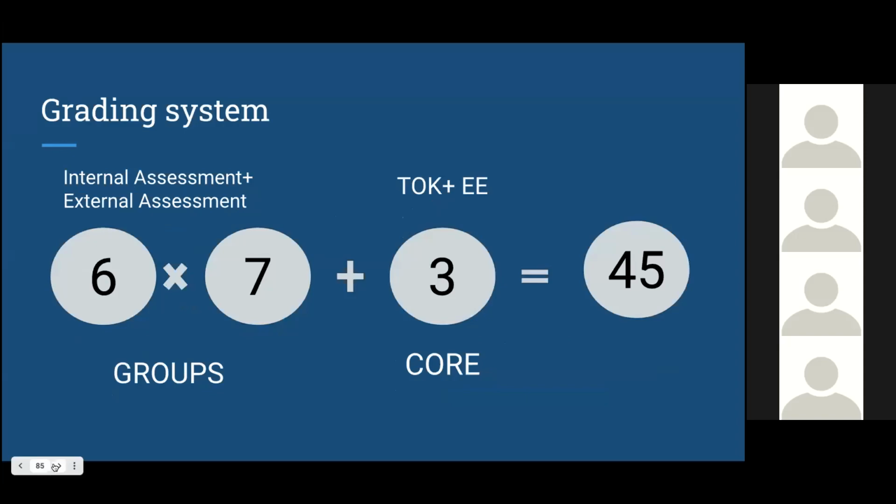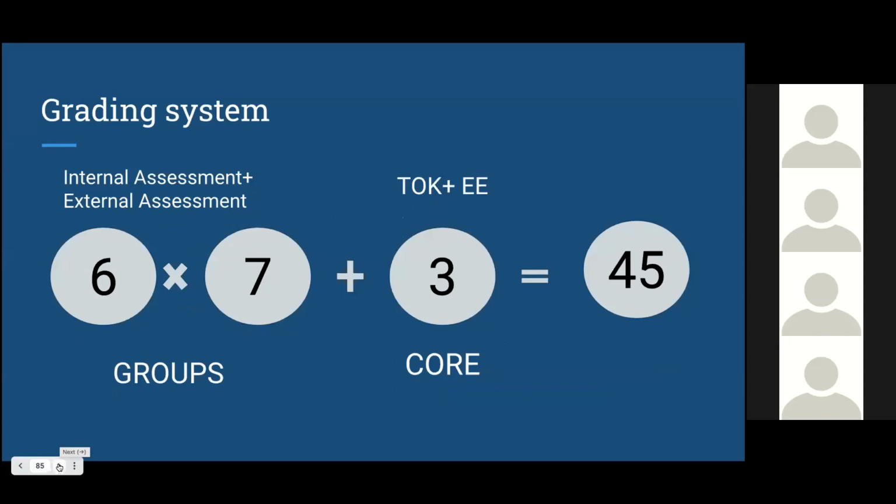So we talk about the grading system in IB. Your internal assessment, the final exam, and the other external assessments add up to a score. We grade it from 1 to 7, with 7 being the best, so the higher the better in IB. You have 6 subjects, so 6 times 7, you get 42.